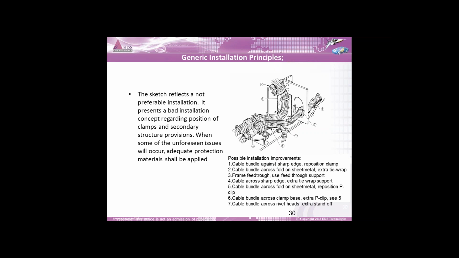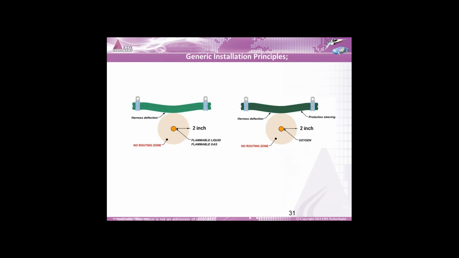Some of the general instructions. You can see the first one. The cable is against the sharp edges, so reposition it. You need to keep a rubber bush here so that the cables are smooth enough to pass to the next components. Similarly, if you have any flammable liquids or gases, you need to keep some distance, and use some protection sleeve or corrugated tubes for harness deflections. Under any harness deflections, you need to see that your flammable liquid and gas tubes are not in touch with your electrical cables.